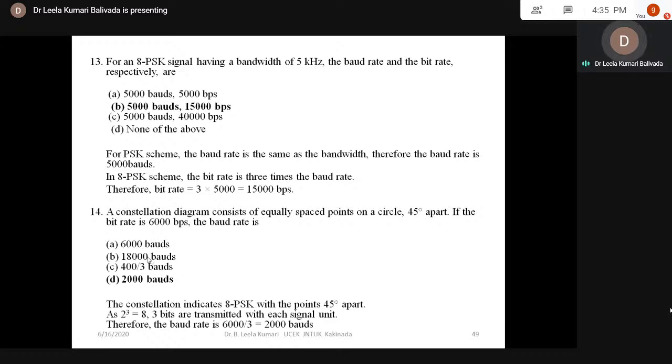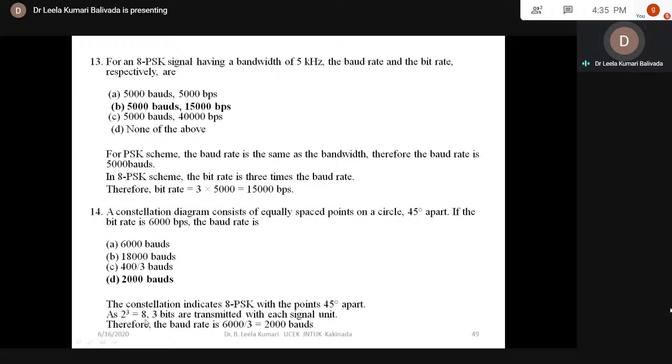A constellation diagram consists of equally spaced points on a circle 45 degrees apart. If the bit rate is 6000 bps, what is the baud rate? So the constellation indicates 8 PSK, since it has equally spaced points on a circle 45 degrees apart. 45 degrees apart means there will be 8 different points on the constellation diagram, which indicates that it is an 8 PSK.